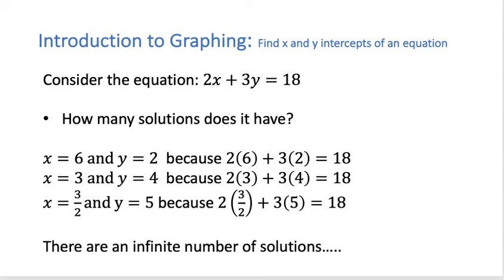So first of all, how many solutions does it have? Well, if we plug a 6 in for x and a 2 in for y, this equation will be true because 2 times 6 plus 3 times 2 is equal to 18. So one of our solutions is when x is 6 and y is 2. But that's not the only solution. We also have a solution when x is 3 and y is 4. The check is here. And we have a solution when x is 3/2 and y is 5. These are just 3 solutions. There are an infinite number of solutions to this equation.